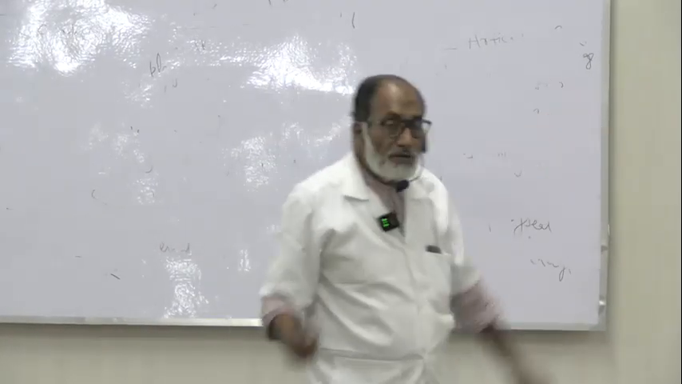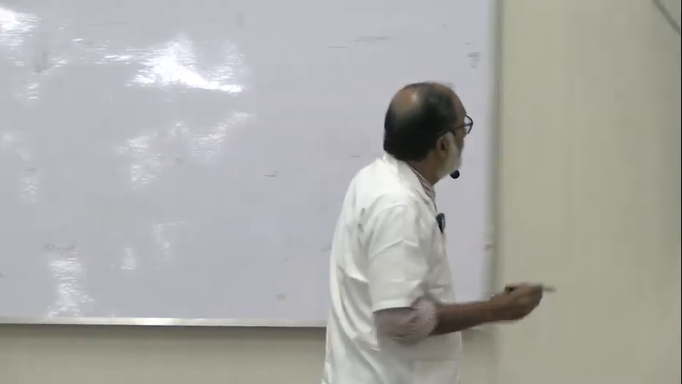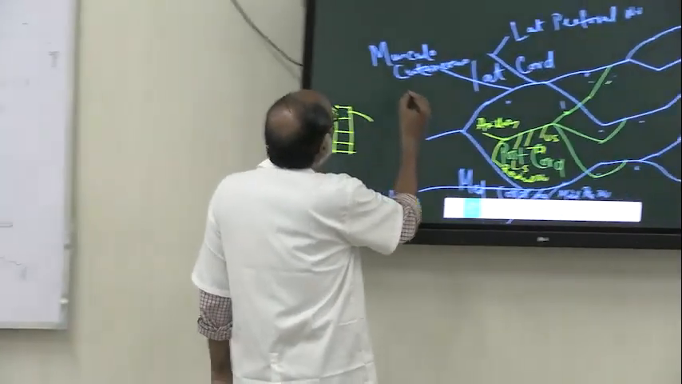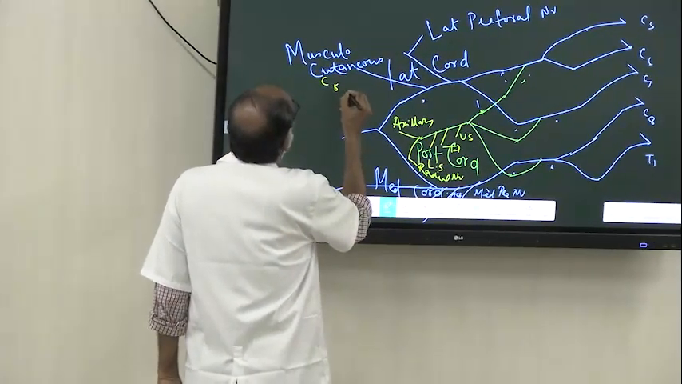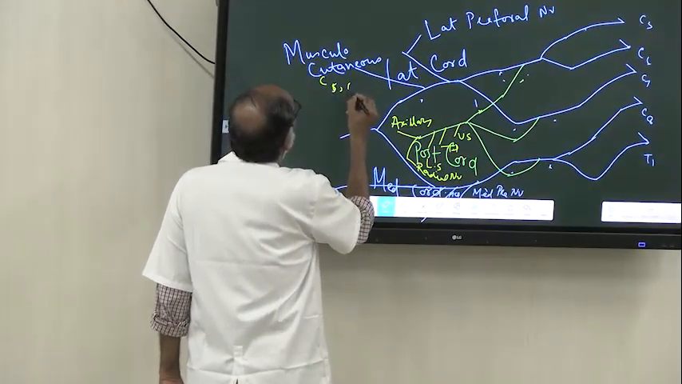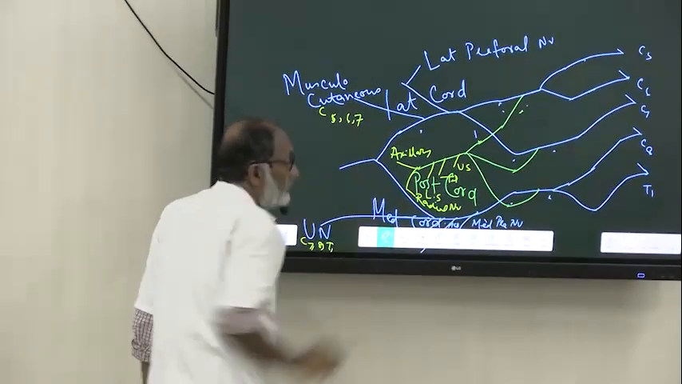Musculocutaneous nerve 5, 6, 7. Musculocutaneous root value is C5, 6, 7.